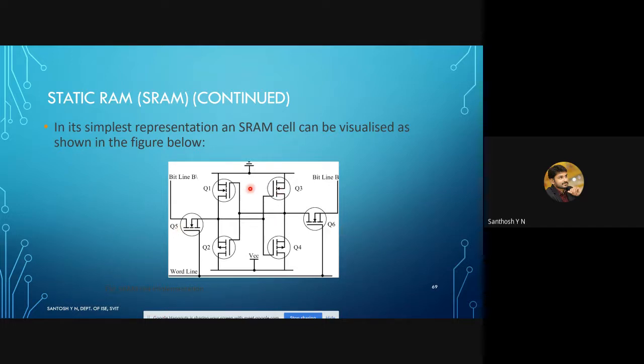Okay, I repeat once again. SRAM is realized by making use of 6 FETs. Among the 6 FETs, the 4 FETs are used for designing the flip-flops, and the remaining 2 are used for controlling purpose. Okay.